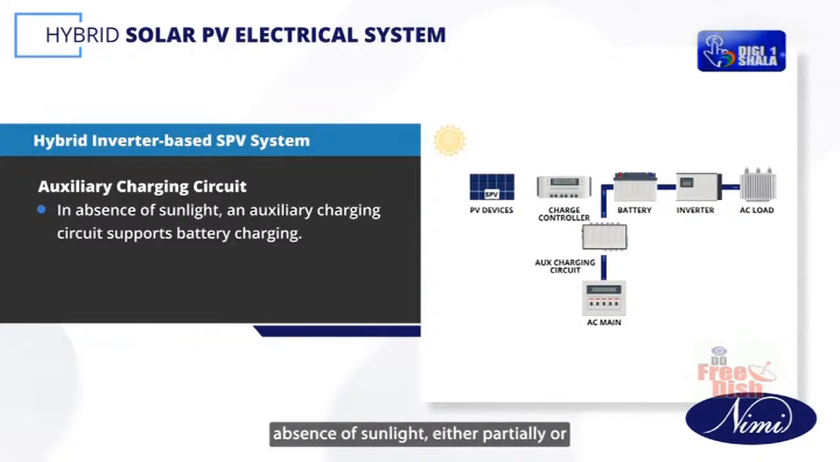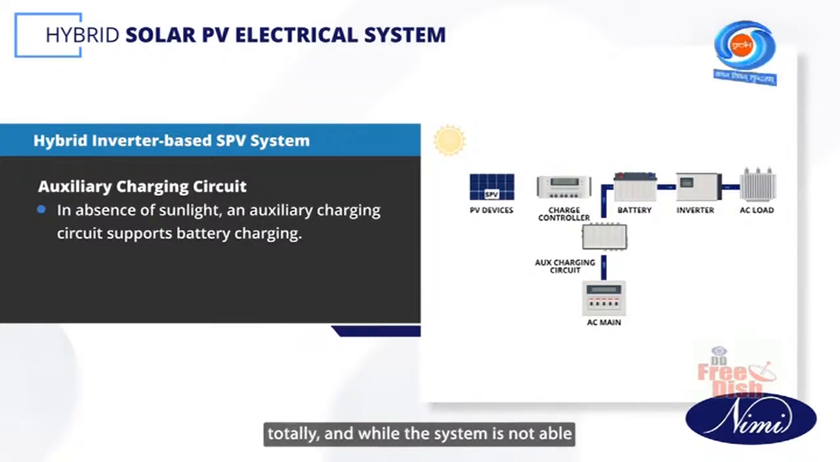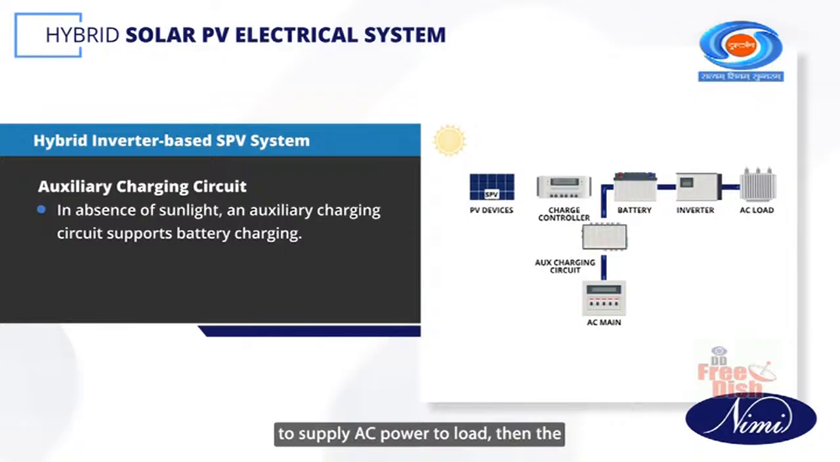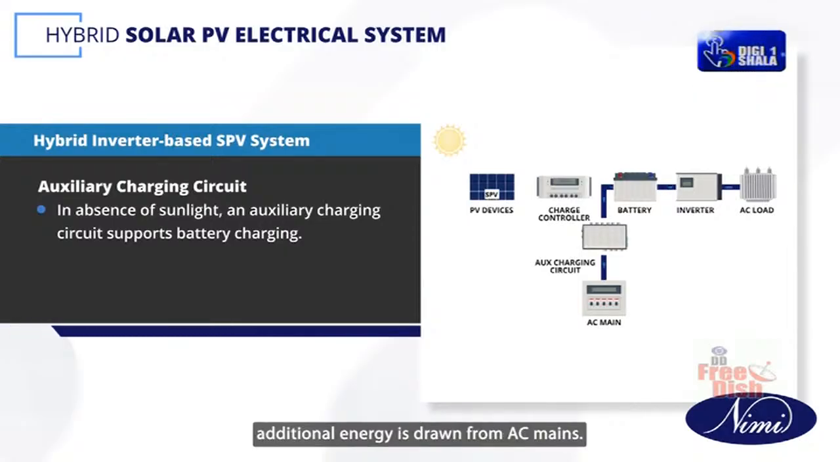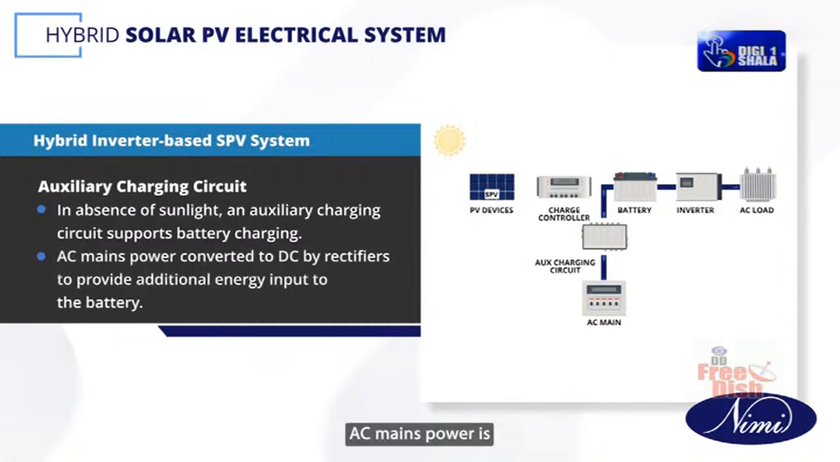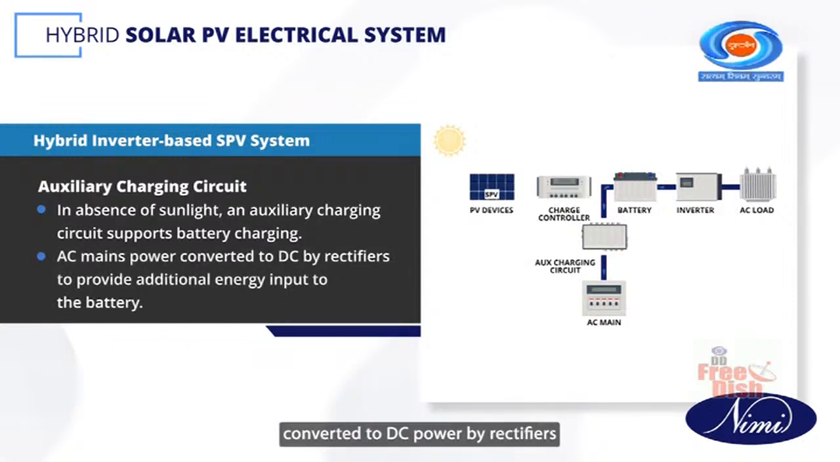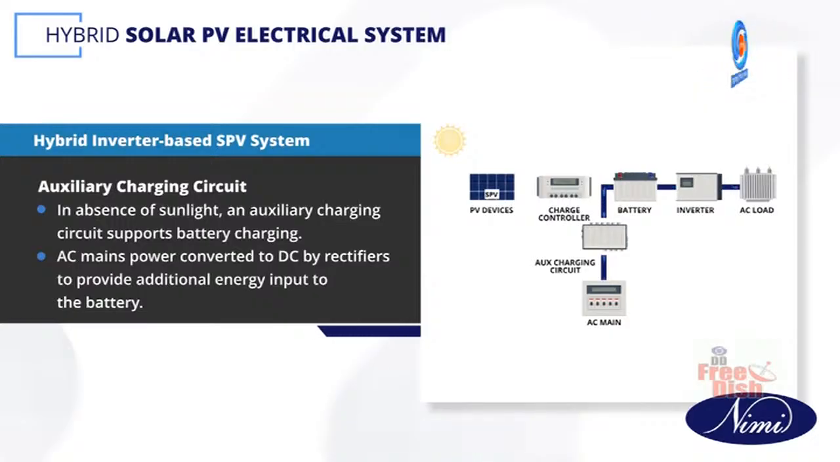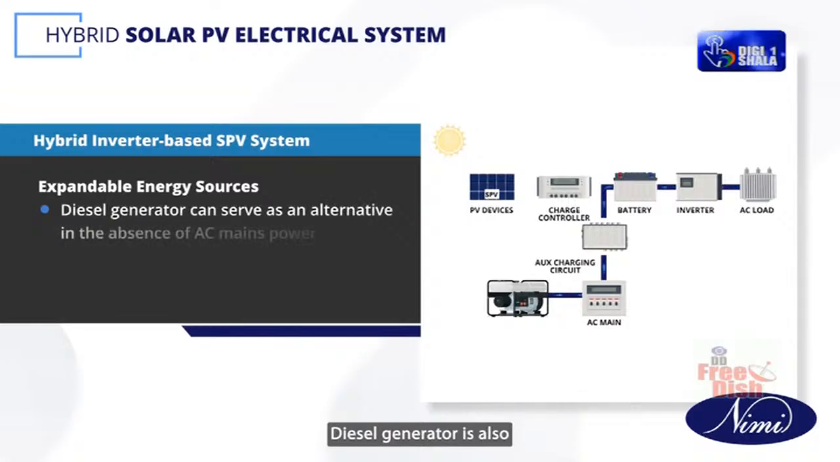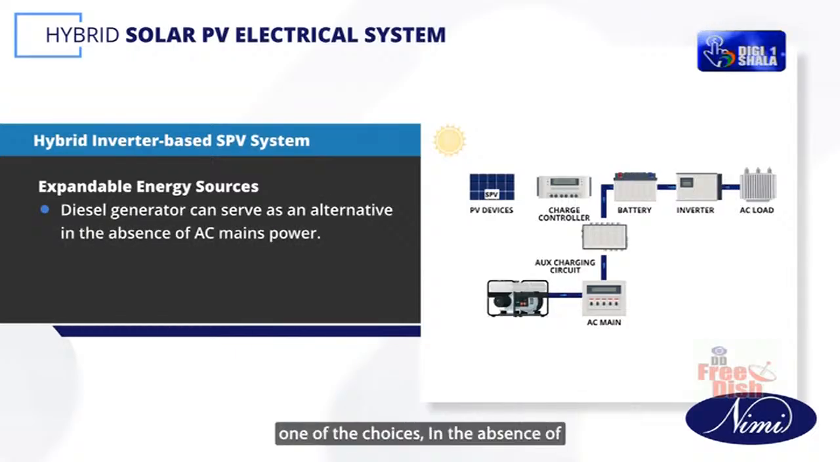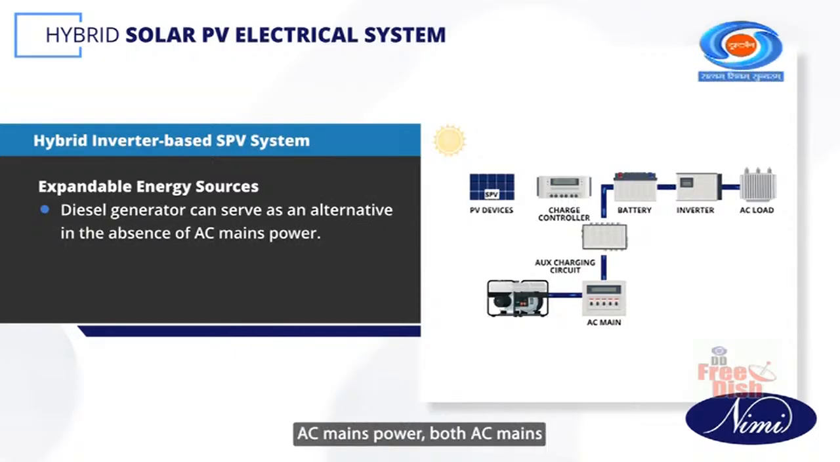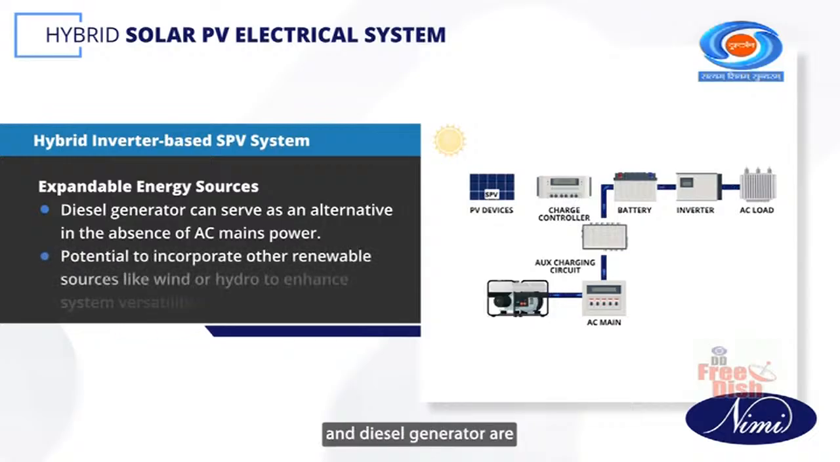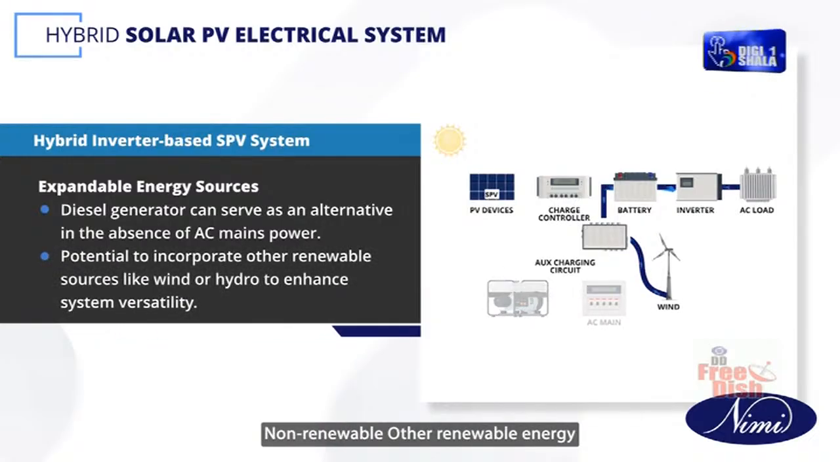In the absence of sunlight, either partially or totally, and while the system is not able to supply AC power to load, then the additional energy is drawn from AC mains. AC mains power is converted to DC power by rectifiers to supply additional energy input to the battery. Diesel generator is also one of the choices in the absence of AC mains power. Both AC mains and diesel generator are non-renewable.